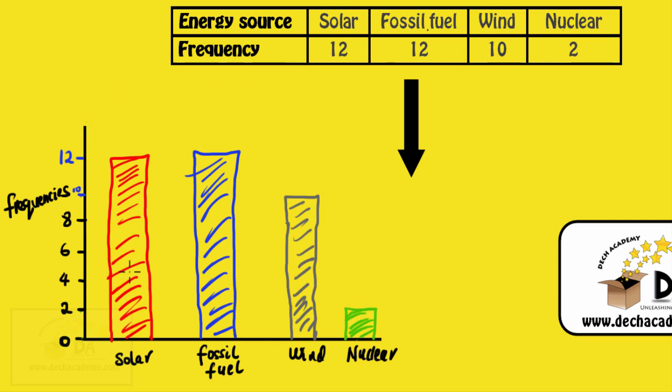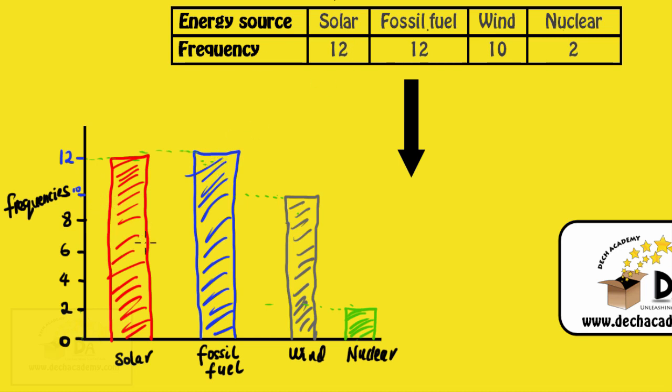From the bar chart, you can tell that 12 scientists chose solar energy, 12 chose fossil. So these bars should be of the same height. This is a rough sketch, of course. 10 scientists chose wind energy and 2 chose nuclear. And that's the same information that's on this table. So this bar chart was just used to give a diagram rather than a table that represents the same information.